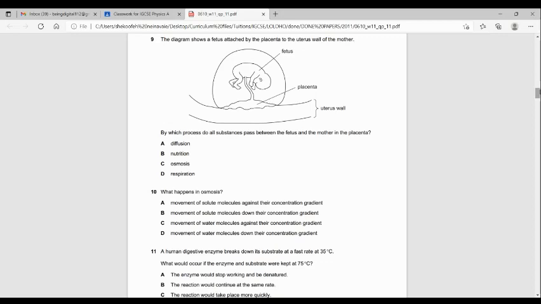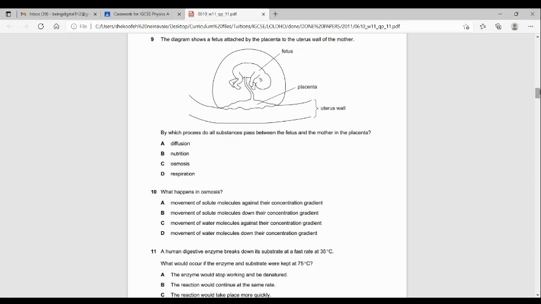Question number 10, what happens in osmosis? So I just give you the definition. In osmosis, there should always be a partially permeable membrane, like a cell membrane. Wherever there is one, it means that there is osmosis. And also, it is only water. During osmosis, water passes through the partially permeable membrane, not solutes, not gases, not nutrients. It's a water molecule. But how do they move? Down the concentration gradient. It means from where there are more in concentration to where there are less in concentration.